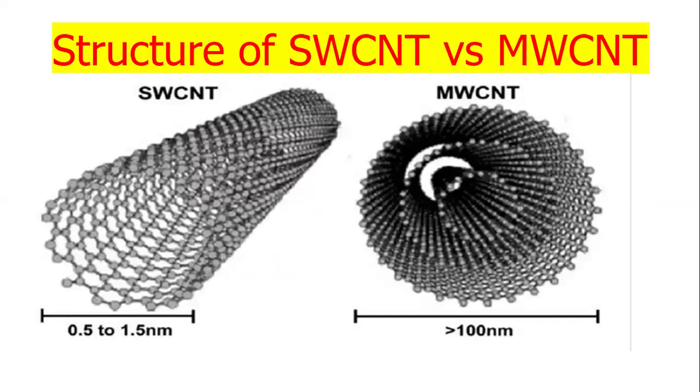Structure of single wall nanotubes versus multiple wall nanotubes. This is the single wall nanotubes, 0.5 to 1 nanometer. This is the multi wall nanotubes, greater than 100 nanometer.